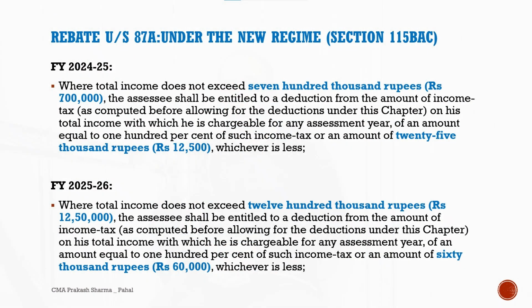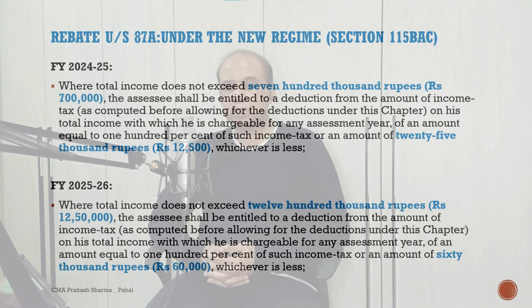And under the new regime, section 115 BAC for the financial year 24-25, where total income does not exceed 700,000 rupees, the assessee shall be entitled to a deduction from the amount of income tax as computed before allowing for the deductions under this chapter on his total income with which is chargeable for any assessment year of an amount equal to 100% of such income tax or an amount of 25,000 rupees, whichever is less. So under the new regime, it is 25,000 rupees.